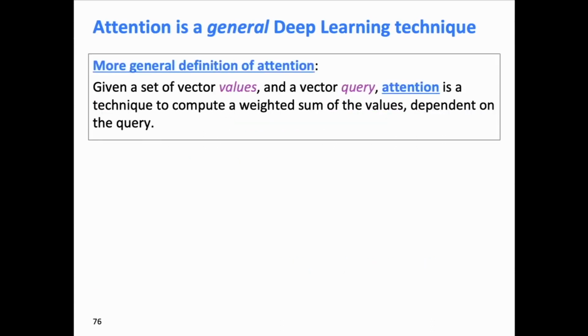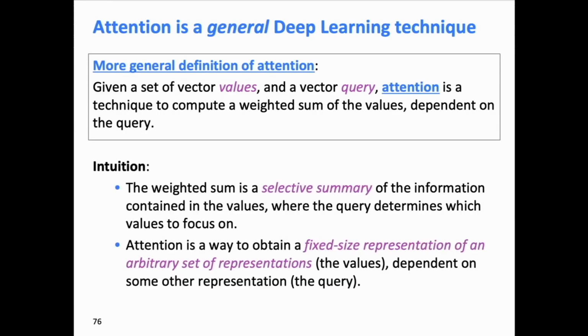All right, here's that definition again. So here's a way to understand this intuitively, two alternative ways. One is to think of it like this. You could think of the weighted sum as a selective summary of the information in the values. And I say selective because your choice of how much you draw from each value depends on the attention distribution. So the distribution depends on the query. So the query is determining how much you're going to select from different values.